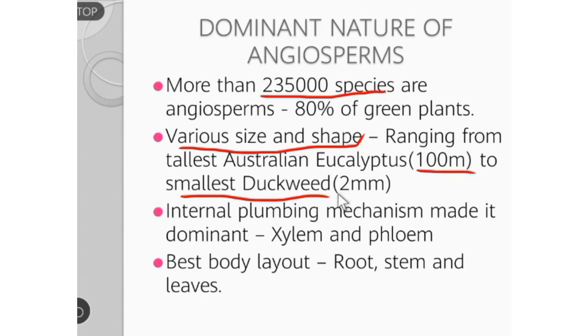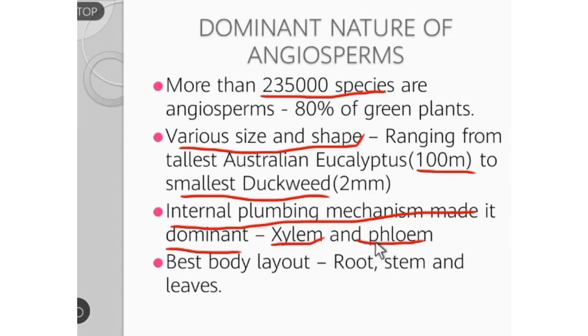Now, what makes these angiosperms so dominant in the terrestrial ecosystem? It is the internal plumbing mechanism. The elements which help in this internal plumbing mechanism are mainly xylem and phloem. Xylem is a vascular tissue which helps in pumping water to all plant parts, and phloem is a vascular element which helps in the pumping of mineral nutrients to other plant parts.